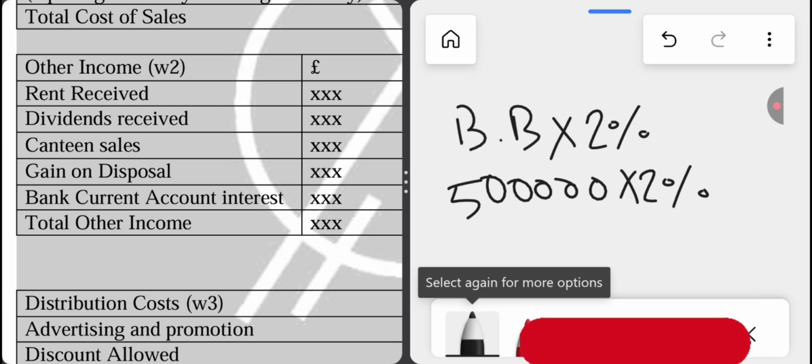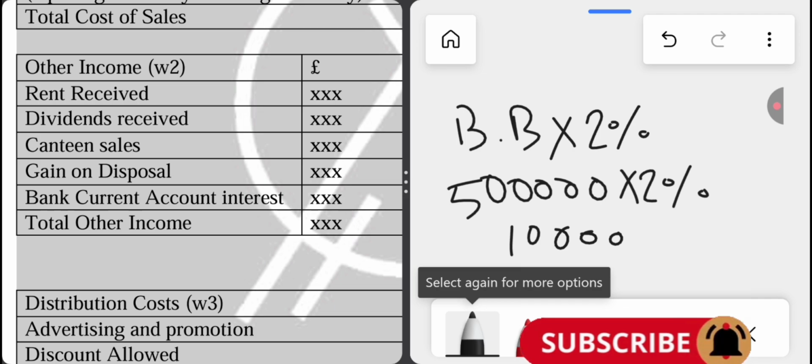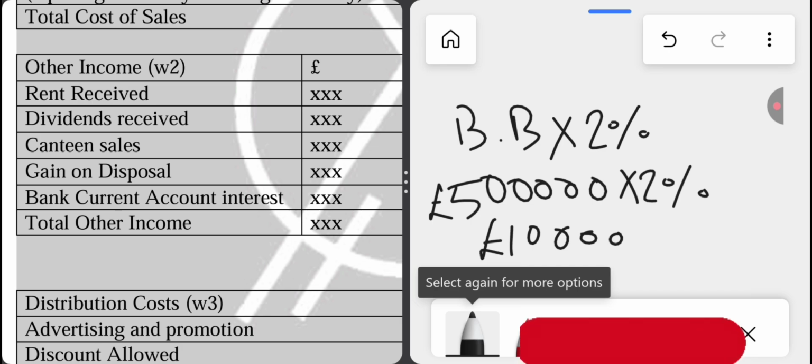500,000 at 2% interest, meaning that the bank will give you 10,000 taka per month as interest. Sorry, yes, 10,000 pounds. It can be taka, it can be pounds. It will be 10,000 pounds per month as an interest amount for the money you have kept in your business. Okay.